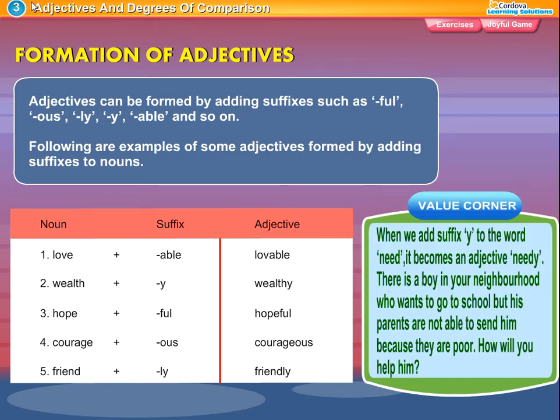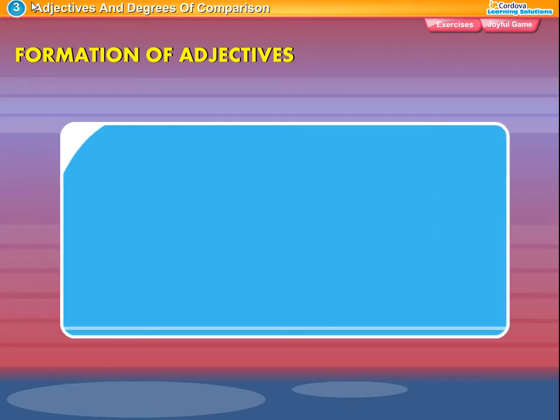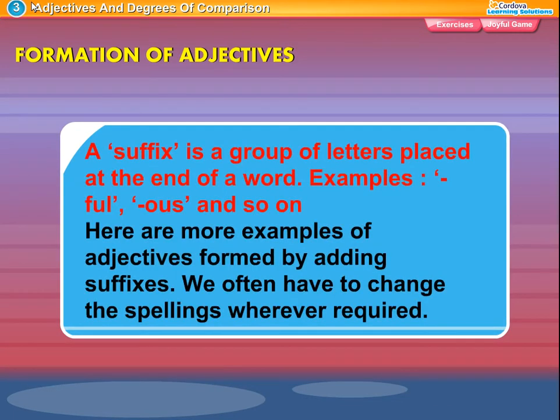Value corner. When we add suffix y to the word need, it becomes an adjective needy. There is a boy in your neighborhood who wants to go to school, but his parents are not able to send him because they are poor. How will you help him? A suffix is a group of letters placed at the end of a word. Examples: ful, ous, and so on.